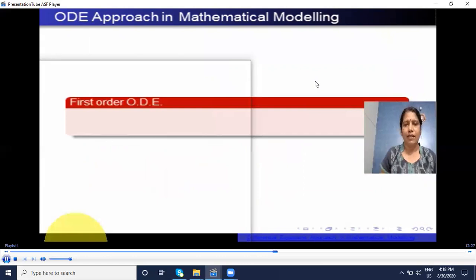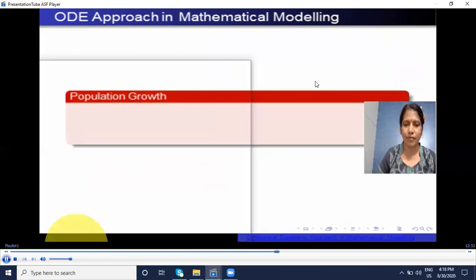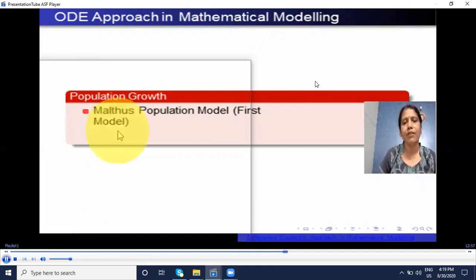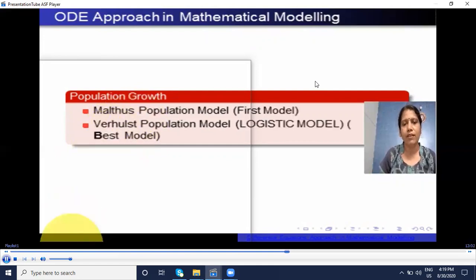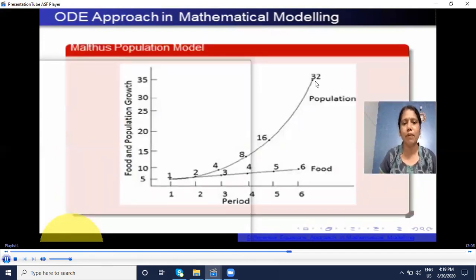Let me take up the differential equations of first order and where we use them. Differential equations of first order are used in population growth models. The population growth can be estimated and you can even predict what the population of our country will be after 10 years, or what it was 10 years behind. So we have two models, the Malthus population model and the next model, the Verhulst population model. First, let me discuss the Malthus population model.